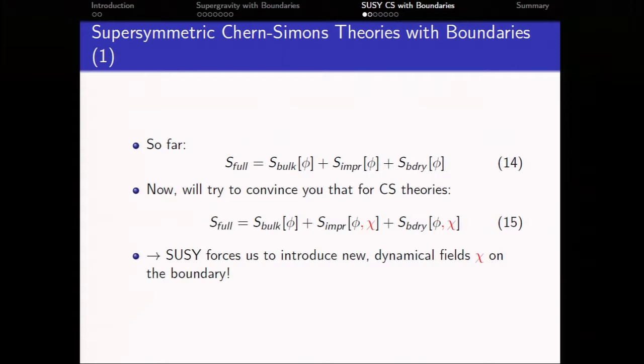So this means that your improvement terms and your boundary terms, in general, your boundary action will depend on new dynamical fields, so there will be kinetic terms for these fields that you do not see at all in the bulk Lagrangian. So this seems very mysterious. Just a little aside, well, why would you think Chern-Simons is special?